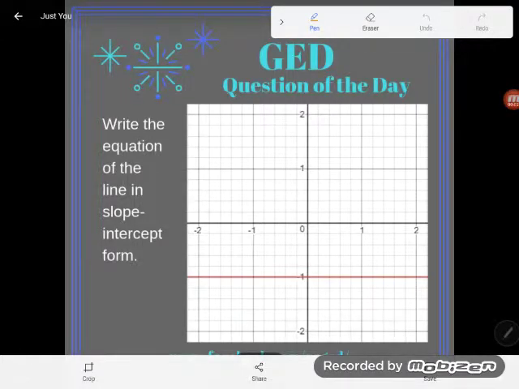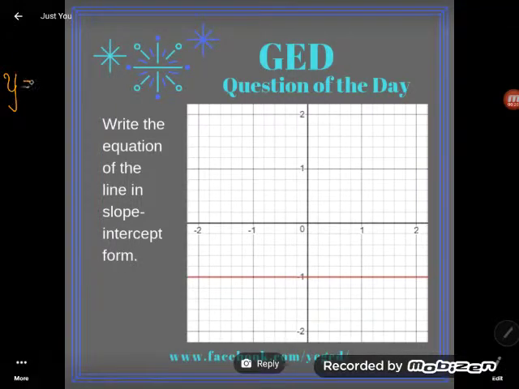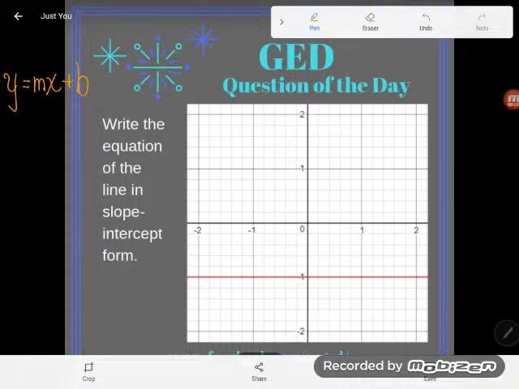It is GED question of the day, and we've reached the final video in this little series we've been doing on writing equations of lines given their graphs. The directions say write the equation of the line in slope-intercept form. I will remind you that the GED formula sheet has the slope-intercept form of the equation of a line. On it, under the section algebra, it's the second formula down, I think, says y equals mx plus b.